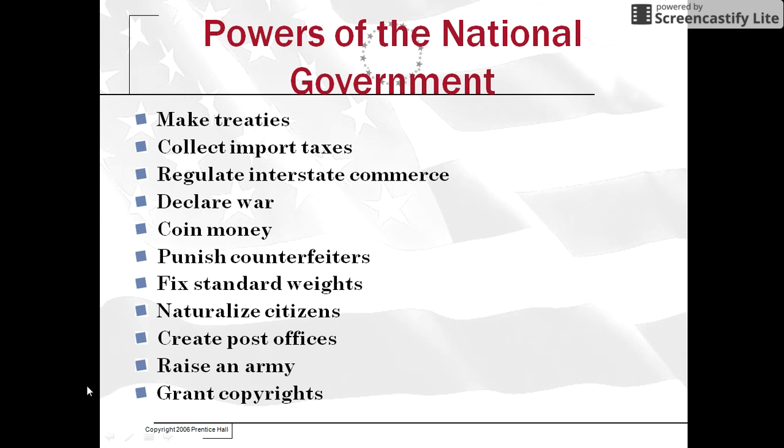Okay, so those are just some powers of the national government. There are more than these. These are just some of the biggest ones. You can see there treaties, import taxes, regulate interstate commerce. I mentioned that one. Declare war. Remember, specifically, Congress declares war. Coin money, punish counterfeiters, fix standard weights, naturalize citizens, create post offices, raise an army, grant copyrights. Remember, raising an army is their constitutional power, a delegated power. The draft, however, is the implied power that comes from that.